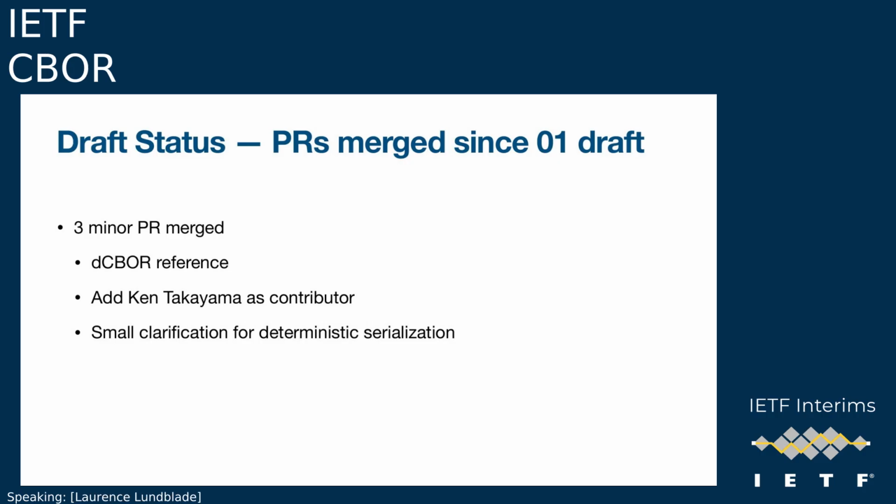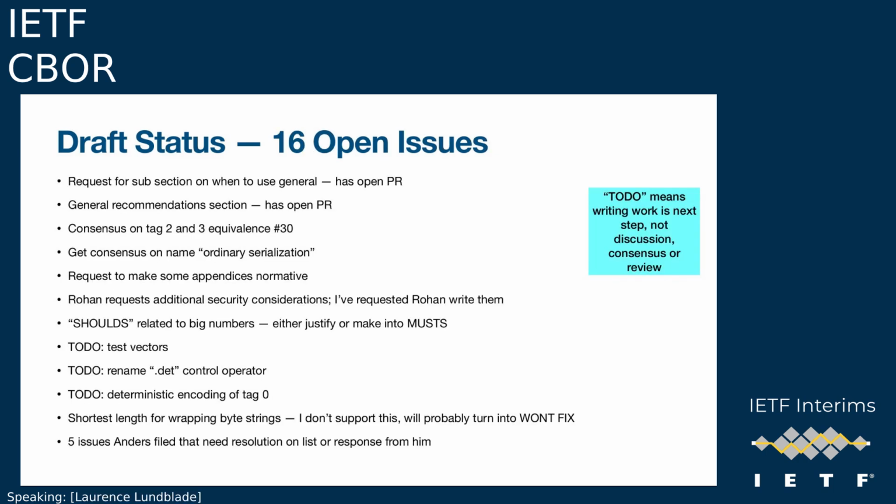So since the 01 draft, 3 minor PRs were merged in GitHub: the reference to the CBOR, a new contributor, and a small clarification. So nothing worth publishing an 02 draft. Then here's the list of 16 open issues. The ones that are marked to-do are things where someone needs to do some serious writing work. They're really not up for discussion right now until that writing work is done. So I'll go through them from the top here.